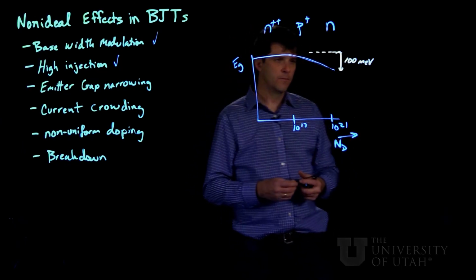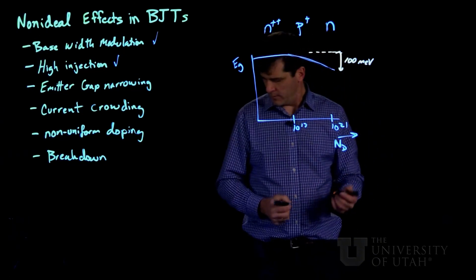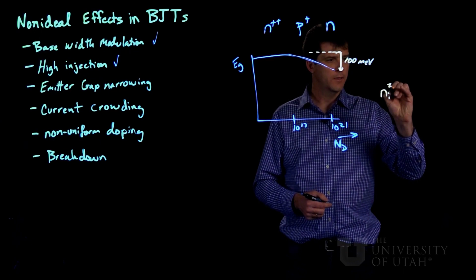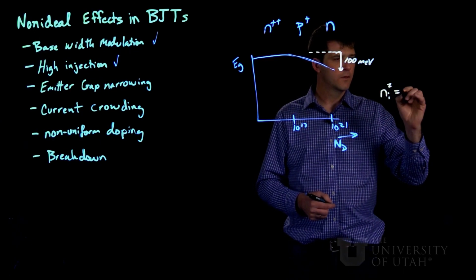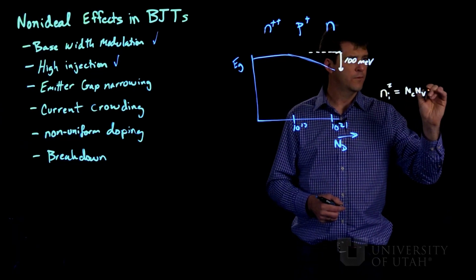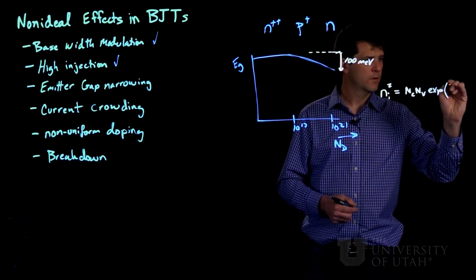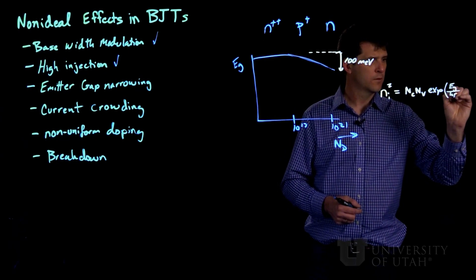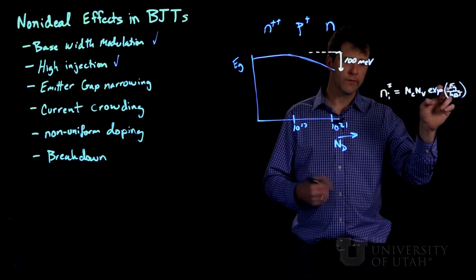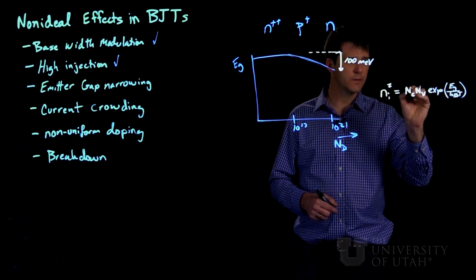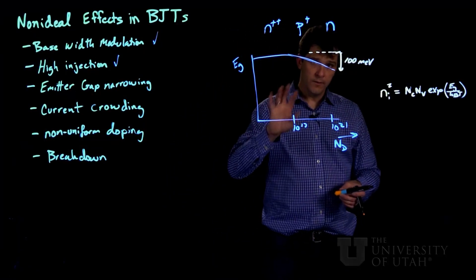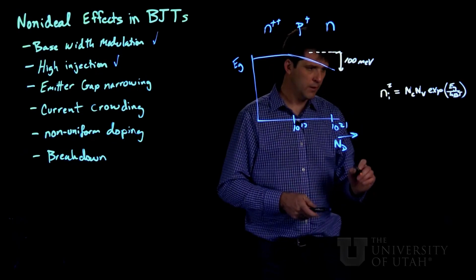So why does this matter? It matters because the intrinsic carrier concentration, ni squared, is going to be given by Nc Nv exp(-Egap/kBT). So if we change the band gap even by a small amount, the intrinsic carrier concentration is going to go way up. That results in a decrease in the gain.